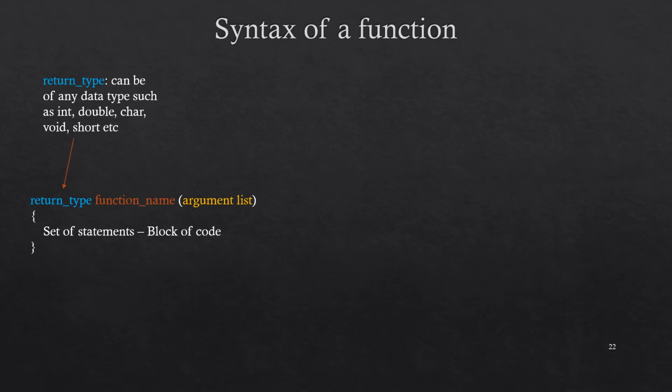The return type can be any of the data types, such as integer, double, char, or void. Void means that this function will not return to you an answer. If it is integer, for example, then the function will return an answer which is of the type integer. Then you give it a name. The function name could be anything you like.